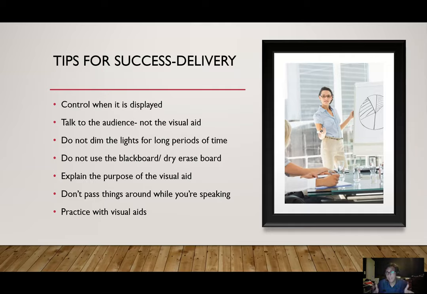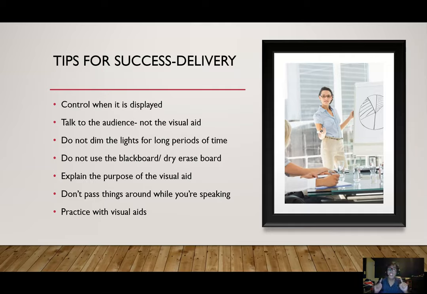Also, don't dim the lights for long periods of time, otherwise the audience will fall asleep. Also, don't use blackboards or dry erase boards. When you do that, then you are writing like this, and that can be very distracting, and obviously, it's going to be hard for the audience to see your face. Also, explain the purpose of the visual aid. What is this visual aid showing, and why is it important? Also, don't pass things around while you're speaking, and practice with the visual aid.